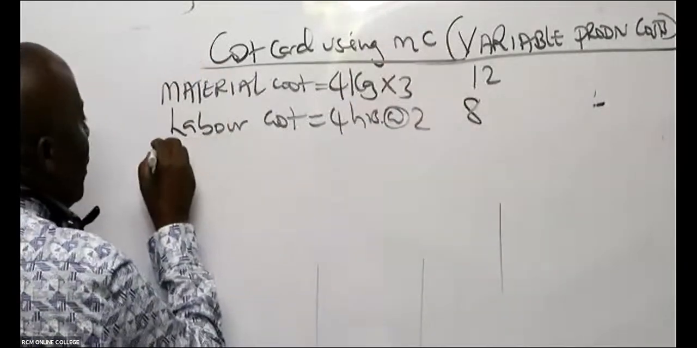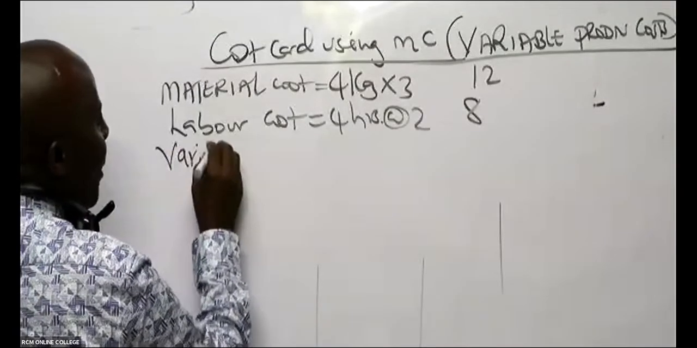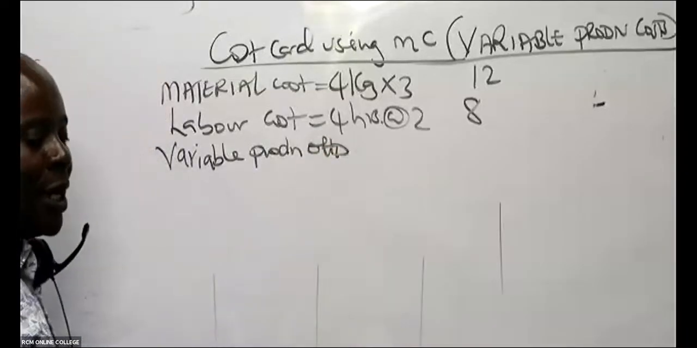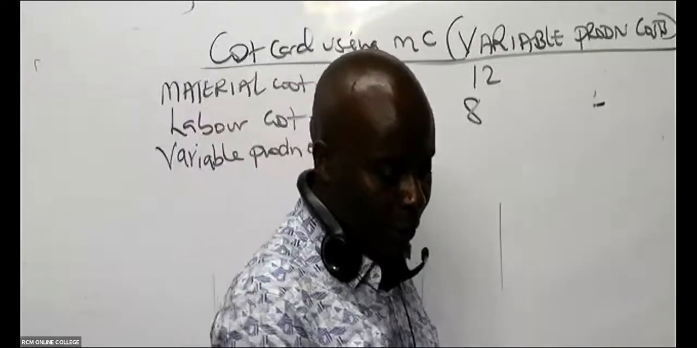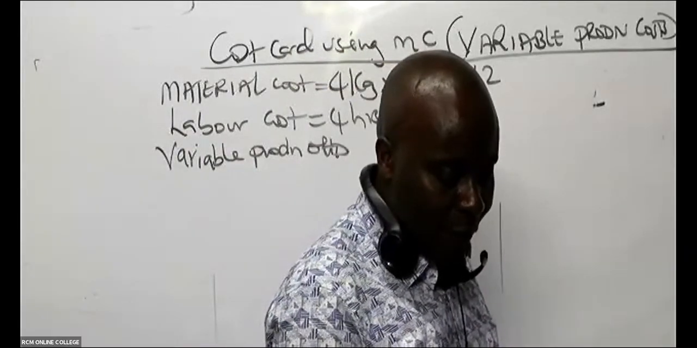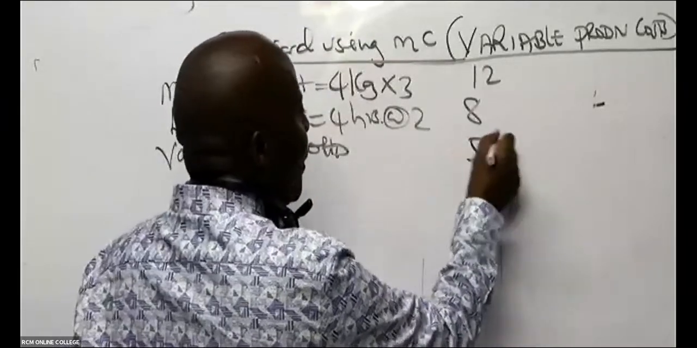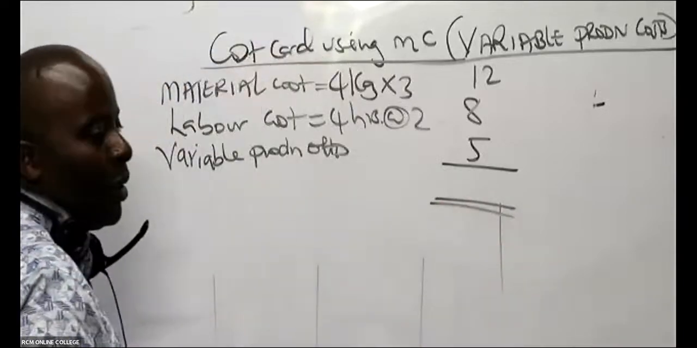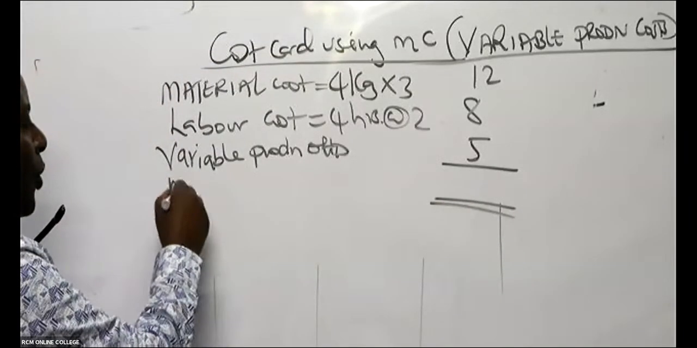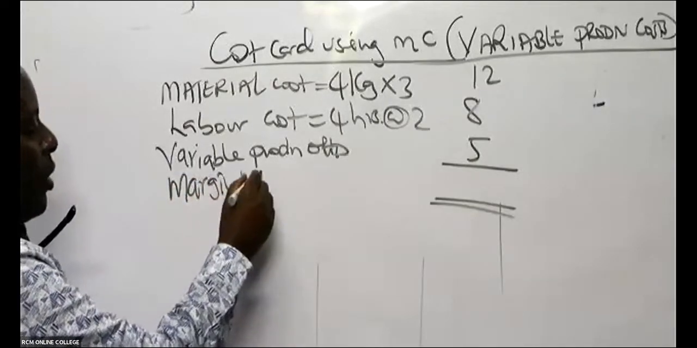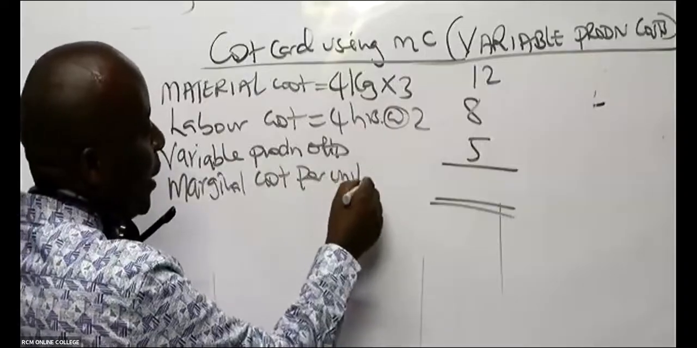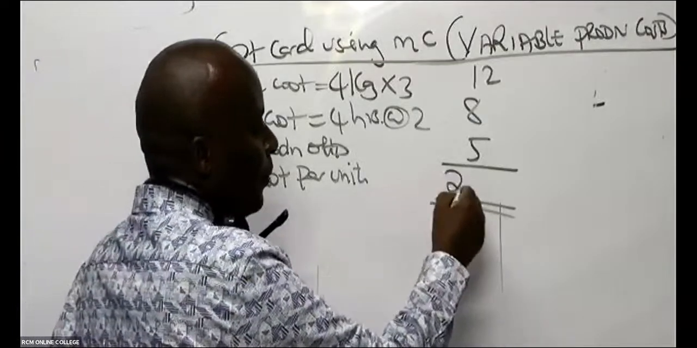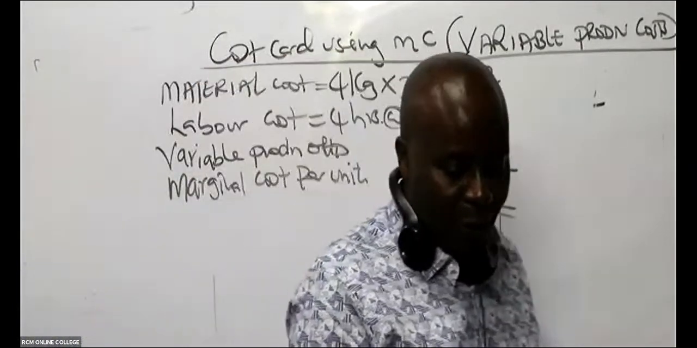From there, we are very categorical regarding the overhead, that we are only picking the variable production overhead, isn't it? So variable production overhead is how much? 5 per unit, isn't it? Yeah, 5 per unit. And that is it. If it's marginal costing, our cost card is over. This is the marginal cost per unit produced, which will end up being how much here, somebody? 25, isn't it?